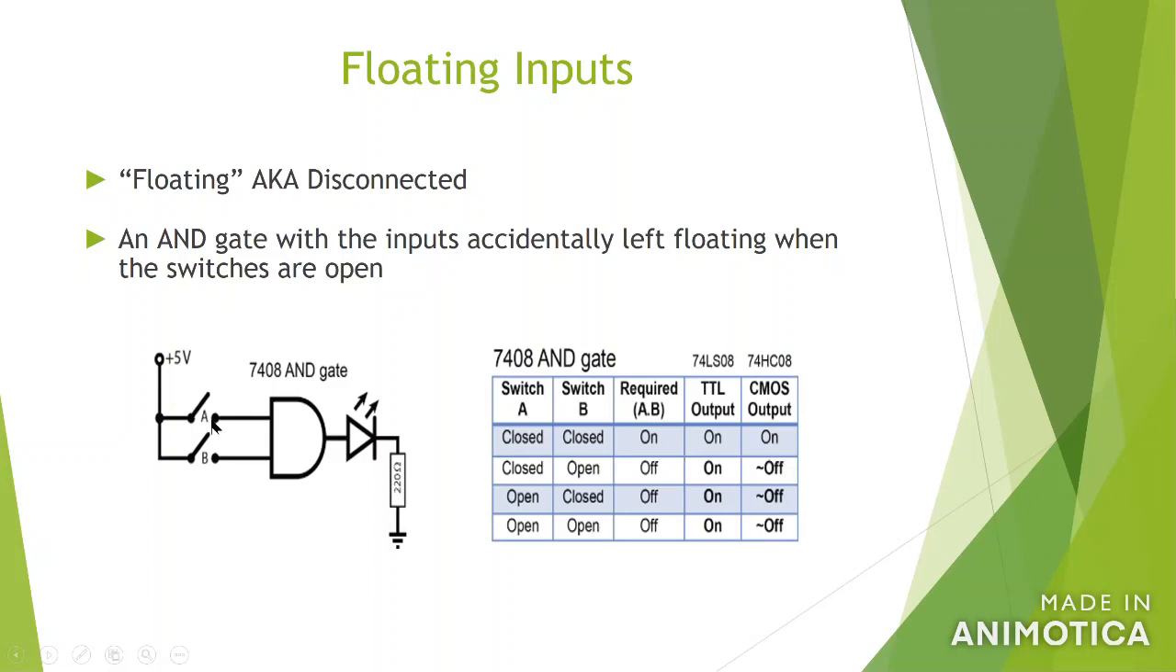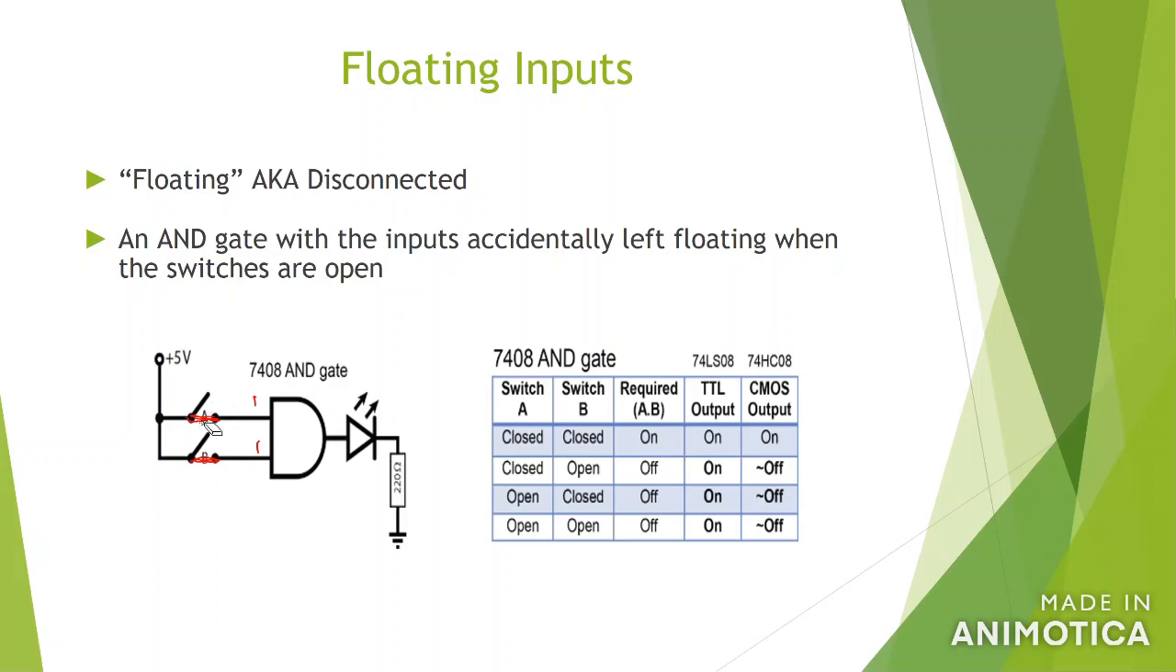For an AND gate, remember, the output is 1 only when both of these inputs are ones. If you close this switch and this switch, you will have logic 1 here, logic 1 here. So 1 1, the output will be 1. So the LED will be on, right?